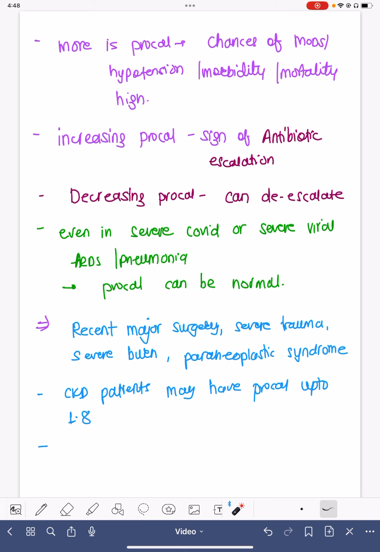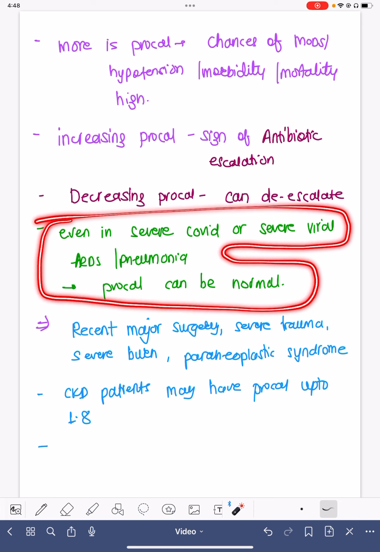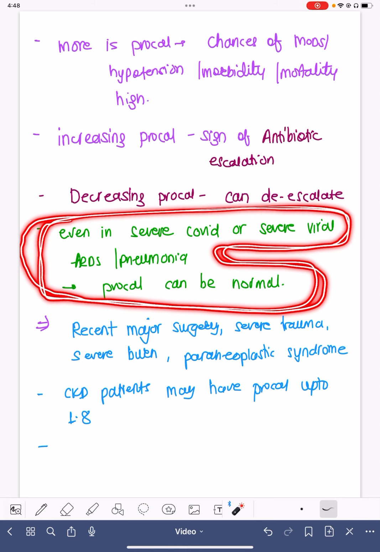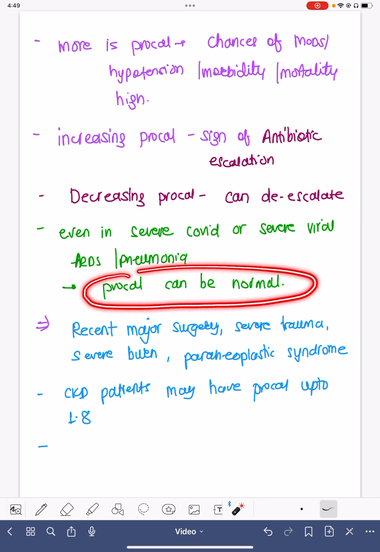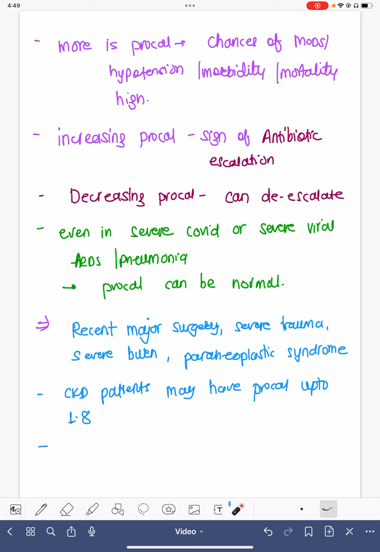We must know that even in severe COVID or any severe viral infection, ARDS or pneumonia, even if the patient is dying, even if the patient has multi-organ dysfunction, procalcitonin can be absolutely normal. So if you want to know the cause of the very bad clinical status of the patient, we can do procalcitonin. If it is high, it definitely suggests that bacterial infection is there. If it is normal, then we can very effectively conclude that bacterial infection is not there. It is all viral, or maybe a viral-linked inflammatory syndrome.